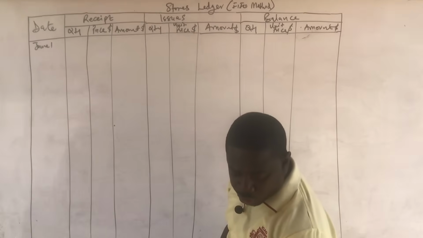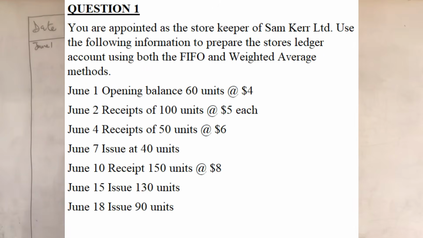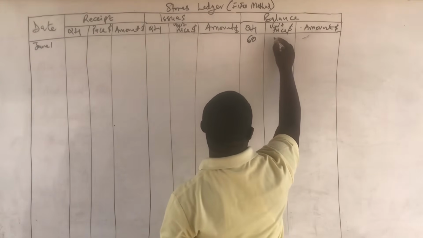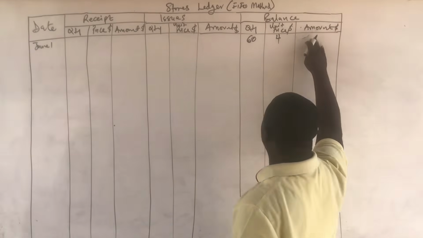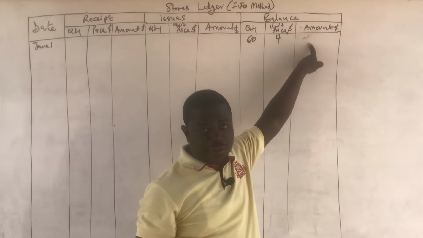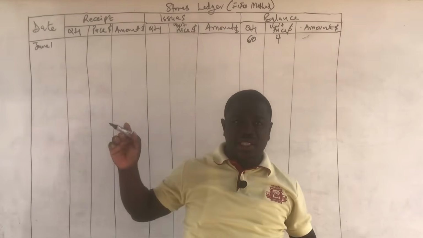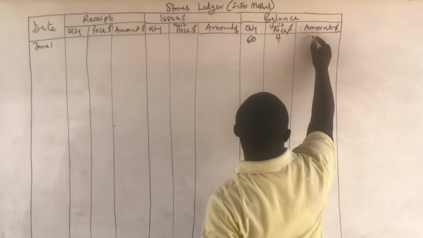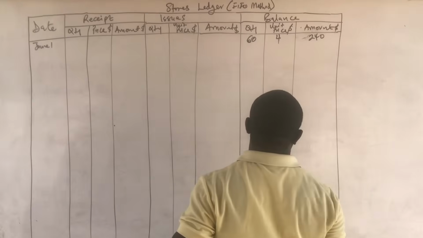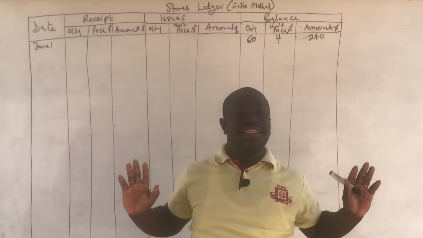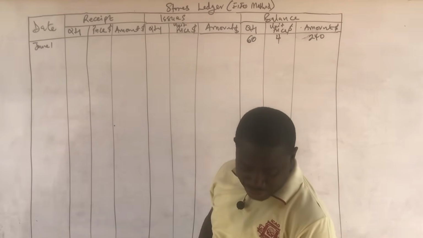Then we were told that it was 60 units at $4. And so under quantity you put 60, under unit price you put 4 because it's $4. For the amount column, you are going to multiply the 60 by 4 and then you put it there yourself. So that is how to record an opening balance. There is no narration over here. So 60 by 4 will give us 240. Alright, so that is the amount. And then we are done with the first transaction. As easy as ABC. Then we move to the second one.